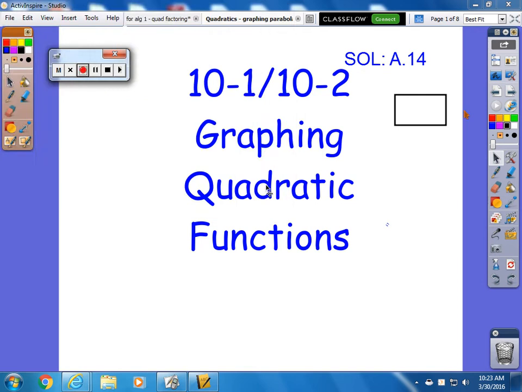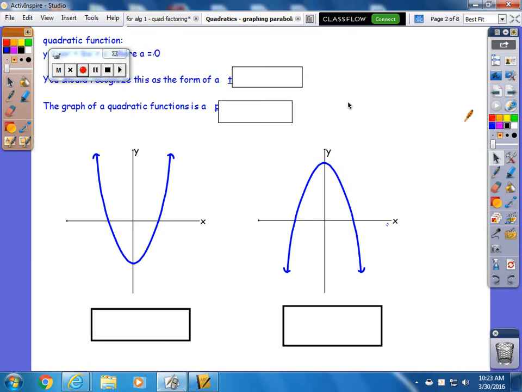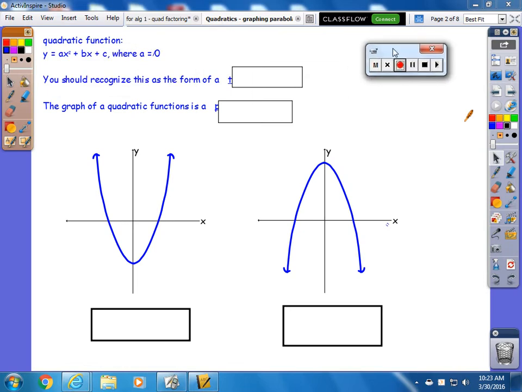Today's lesson is on graphing quadratic functions. It's SOL A.14. A quadratic function is y equals ax squared plus bx plus c, where a is not equal to 0. Because if you do not have an x squared, then you will not have a quadratic equation. So, you should recognize this as a form of trinomial, the factoring we did back in December.